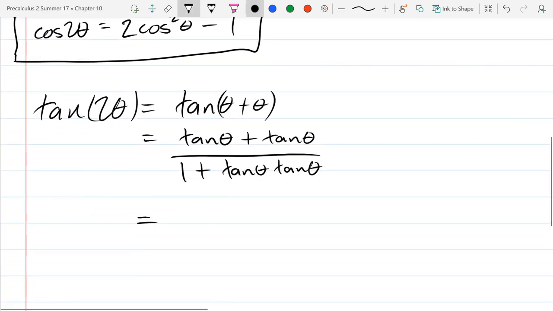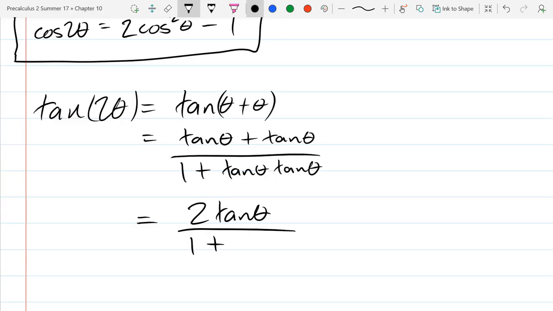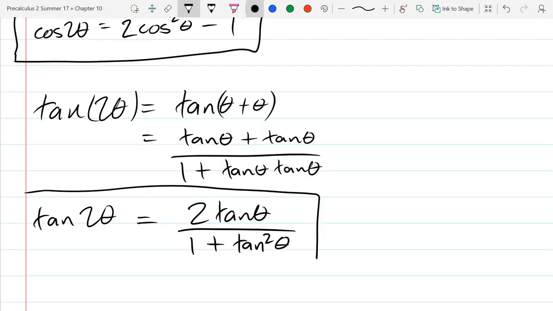If we look on the top, there's two tangent thetas. In the denominator, we got 1 plus tangent times tangent, which is tangent squared theta. And that's our tangent.